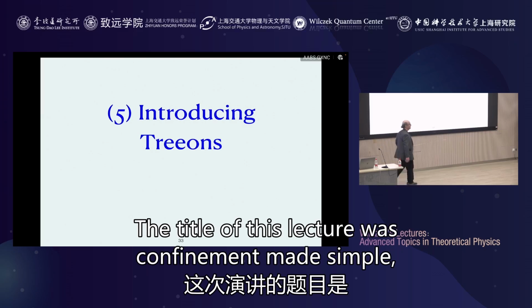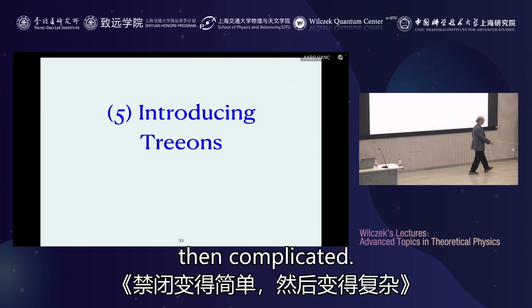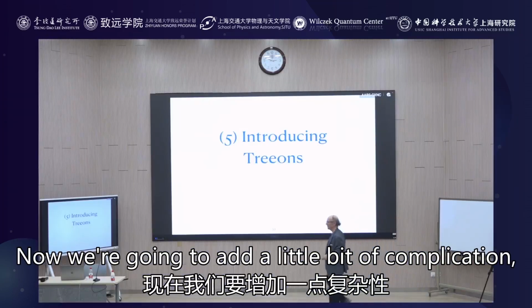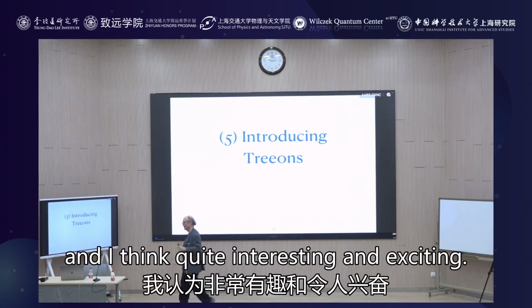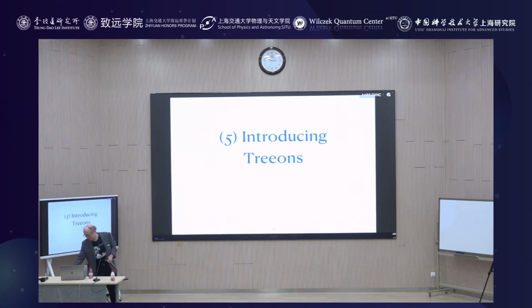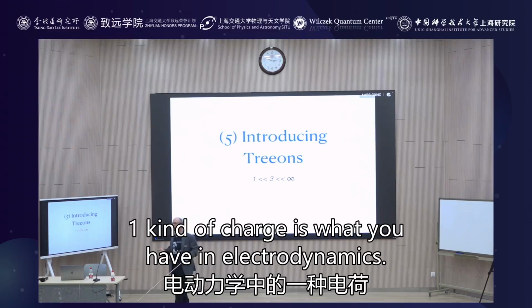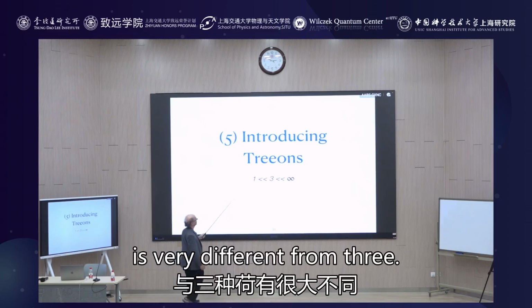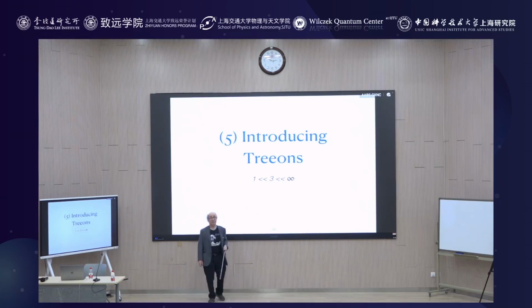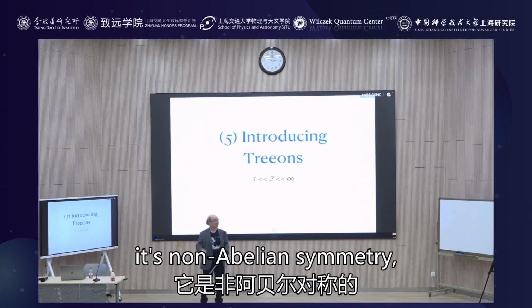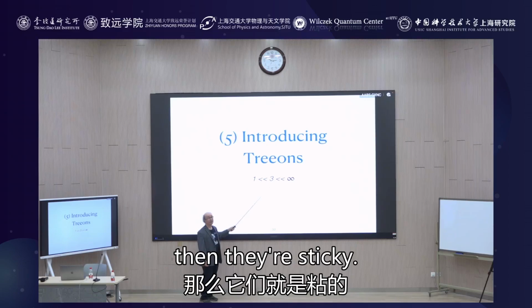Okay, so the title of this lecture was Confinement Made Simple, Then Complicated. We've done the simple part. Now we're going to add a little bit of complication, which I think is new and quite interesting and exciting. And the point is that one kind of charge, what you have in electrodynamics, is very different from three, because if you have photons, they're electrically neutral, but if you have gluons, there's non-abelian symmetry, then they're sticky.